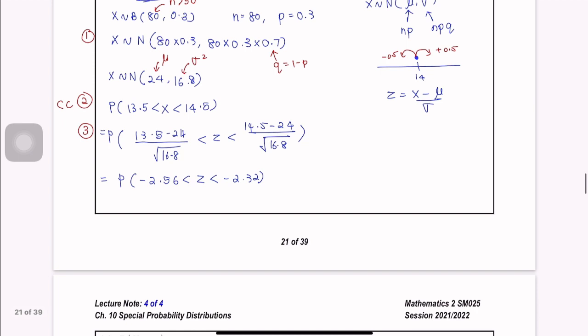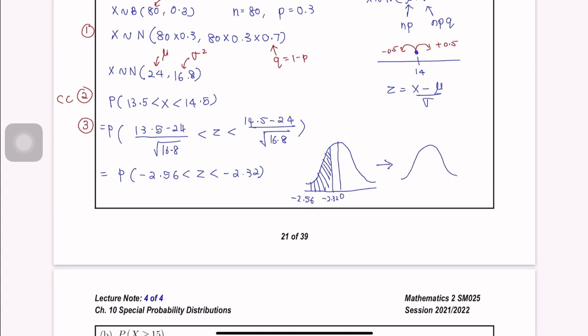Next we will solve this normal. So draw a bell-shaped curve. Both signs are negative, so this one is 0, this one is negative 2.32, and we have negative 2.56 here, so this is the area. If you want to use the normal table, we need to change it to the positive side. So negative 2.32 becomes positive 2.32, and negative 2.56 becomes positive 2.56, and the area is just the same.